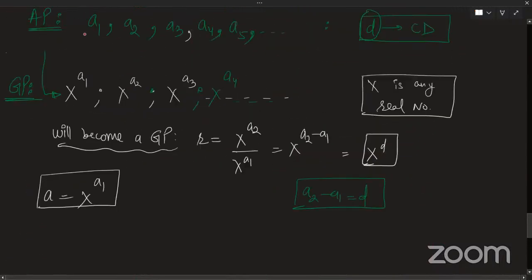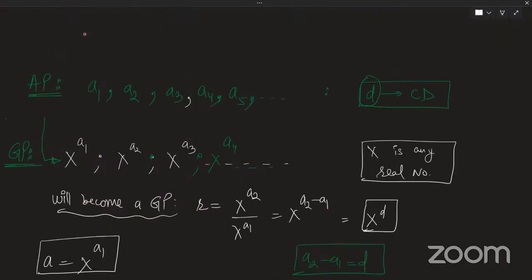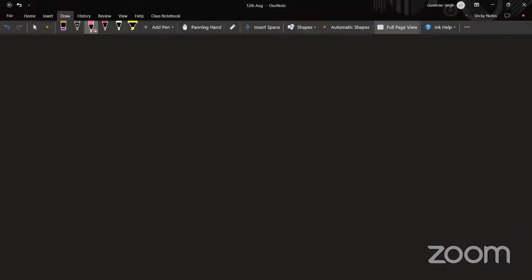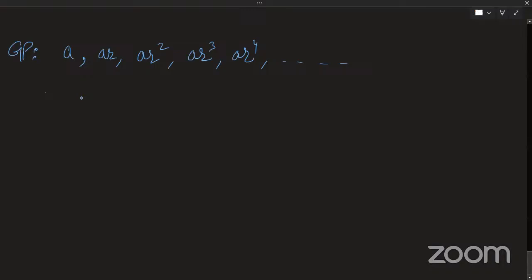I know raising to an exponent was a lot easier. Now thinking in the opposite direction is a bit tougher. So I'll just make things easy for you. See, I have a, AR, AR square, AR cube, AR raised to 4, like this. Fine? So now you agree that they are in GP, right?